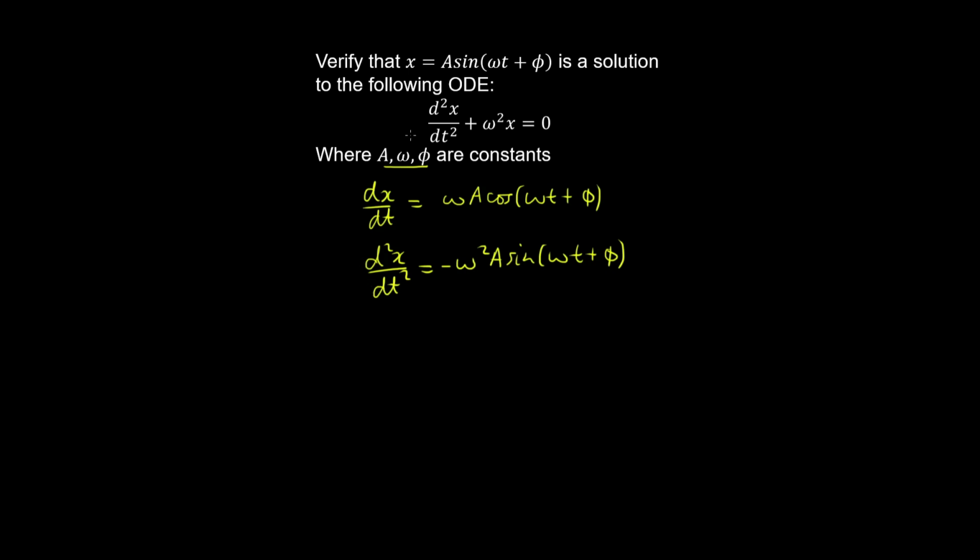And what you do is substitute the second derivative and x into this ordinary differential equation. And you'll see that the left hand side is equal to the right hand side. So therefore x is a solution to this ordinary differential equation.